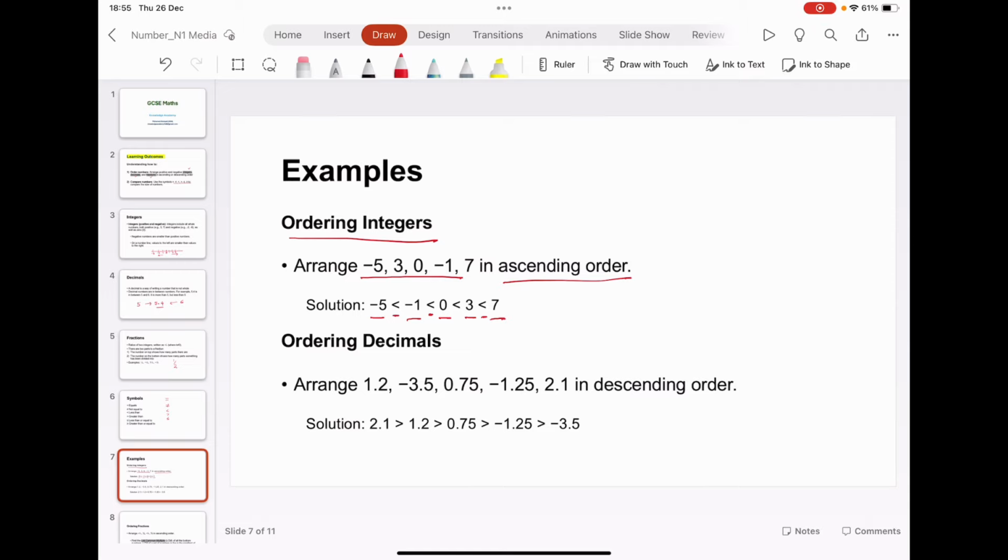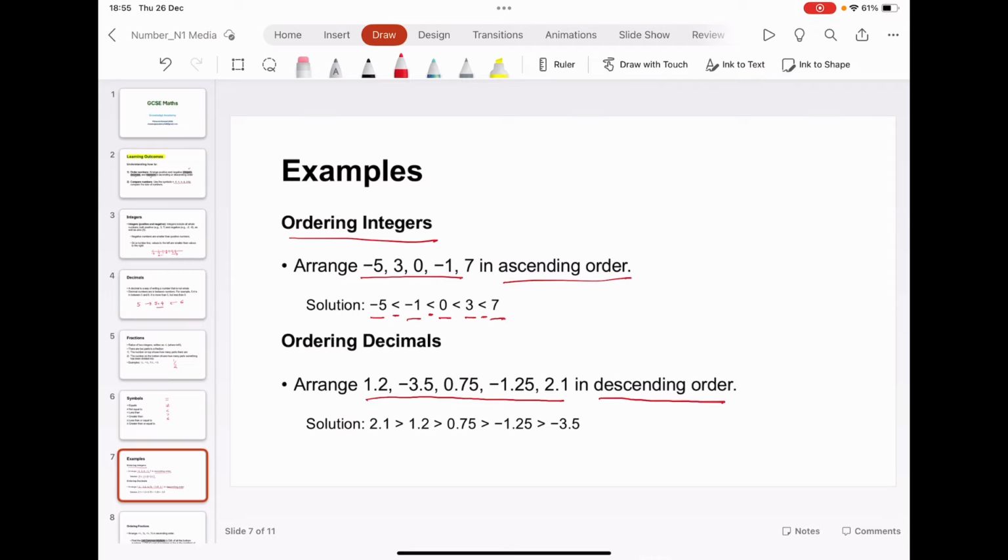The second example we will look at is ordering decimals, arranging decimals in terms of descending order from the largest number to the smallest number. And again, we have a set of numbers here: 1.2, minus 3.5, 0.75, minus 1.25, and 2.1.